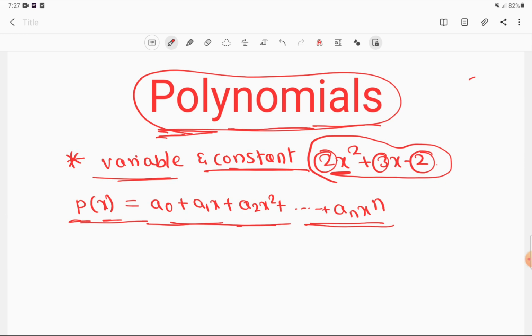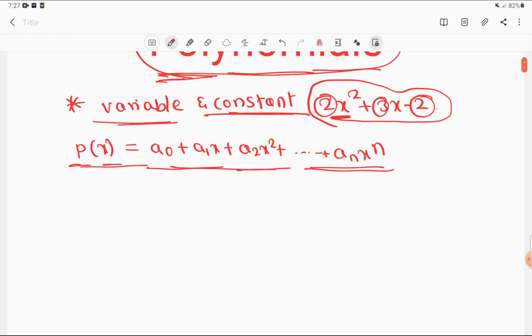Okay, so in this polynomial, when we call it a polynomial, I will tell you some rules. First, a polynomial always has one variable. This is the first thing. If it has two variables, it is not a polynomial. For example, 2x square plus 3y. This is not a polynomial because it has two variables. So remember, a polynomial always has one variable.